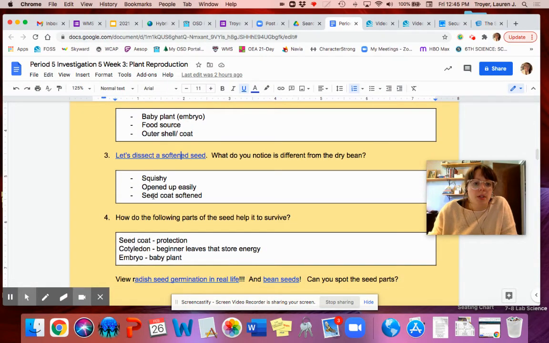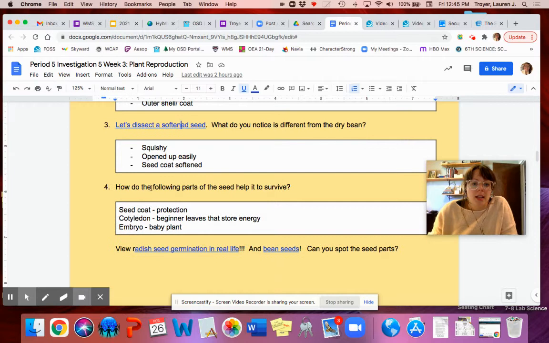Okay, so we just recorded some more observations of what we noticed. Squishy, it opened up easily, the seed coat softened. And so then how do the following parts of the plant help it to survive? So we just filled in a few ideas here. The seed coat is very protective. It offers protection. The cotyledon, those are those beginner leaves that store energy. It's that inner, starch-rich protein.